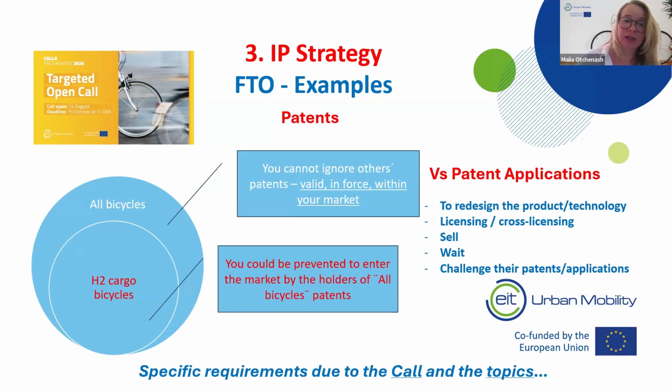This description from FTO will help you to understand whether you can redraft your solution, or probably you can redesign the product or technology, or you should switch to another market, or you must license or cross-license or partner with your competitors, or sell or wait. Maybe their patents will expire soon. And so that's the part of due diligence. And in terms of the call, of course, we have this extra KPI which you will need to meet, delivering this report at a specific stage.